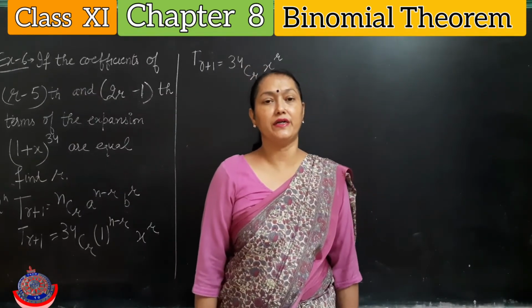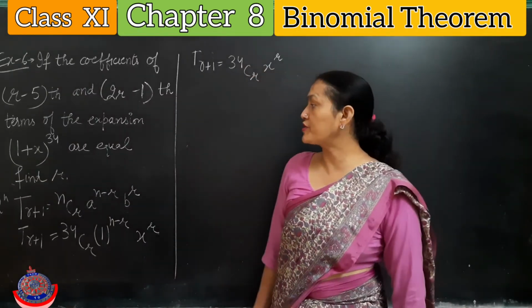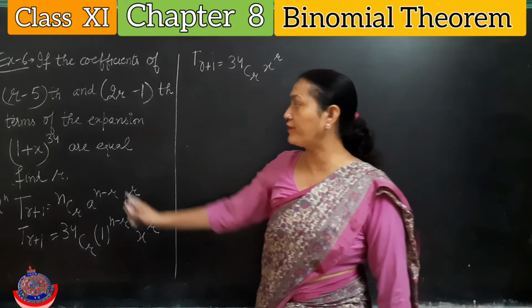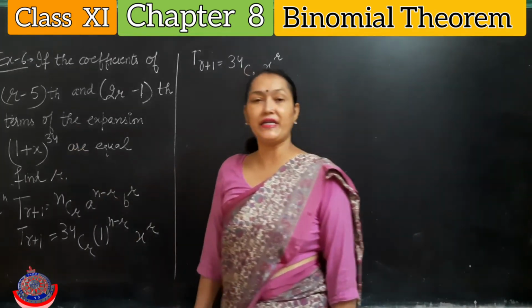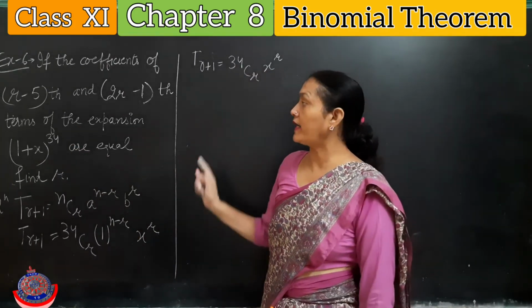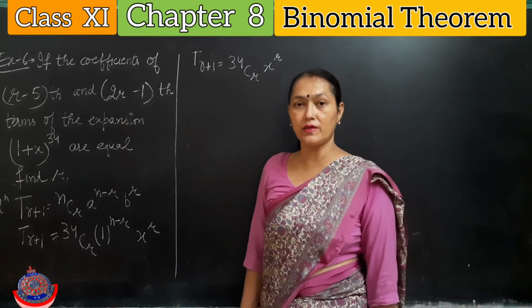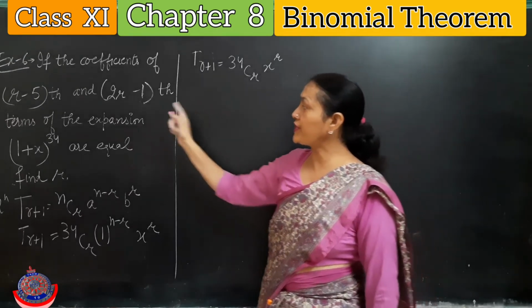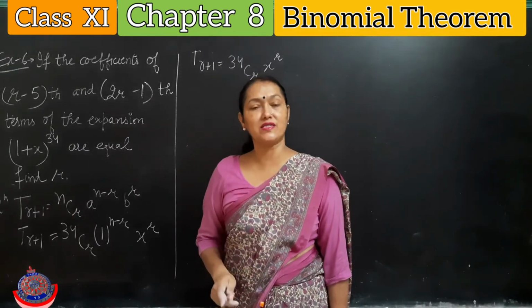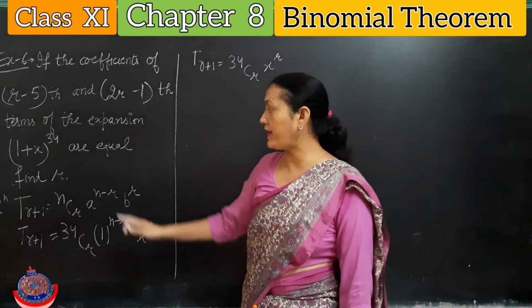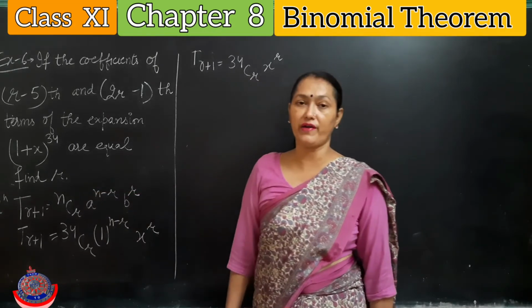Next example I have taken where they have given us an expansion (1 plus x) power 34, and they are saying for this expansion, write down the r minus 5th term and the 2r minus 1st term, and the coefficients of these two terms are equal. This is given in the question. We have to find the value of r.